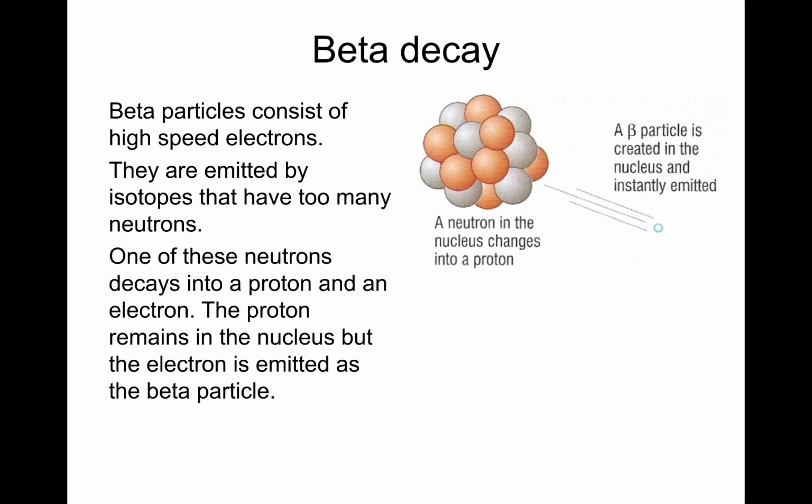Okay, if you wish to make any notes, please pause, and please do so. So beta decay is where a neutron decays into a proton and an electron and fires the electron from the nucleus.